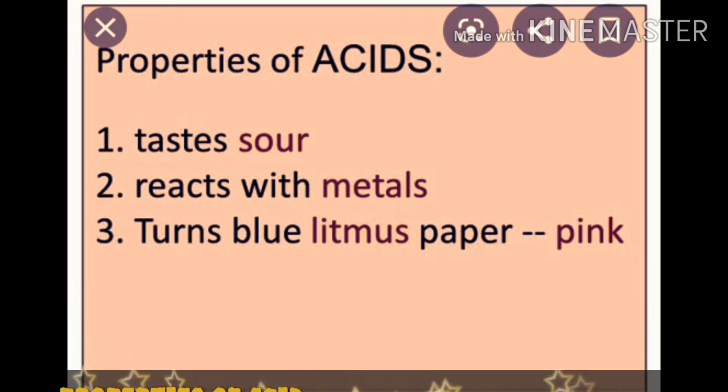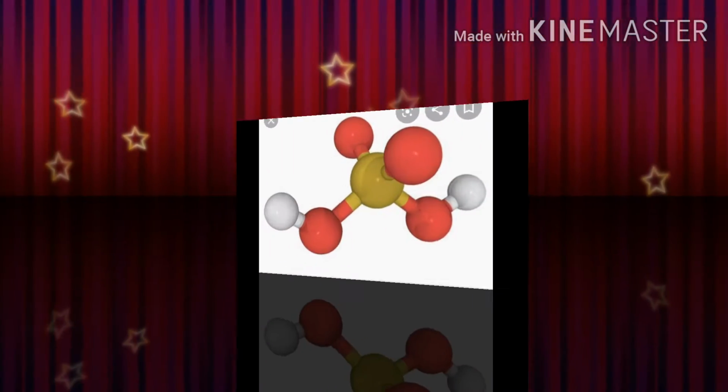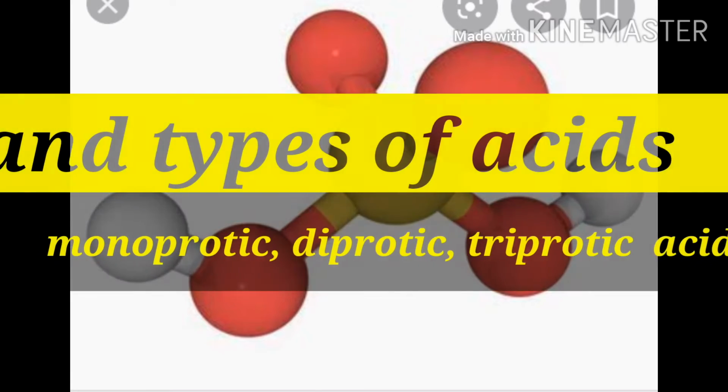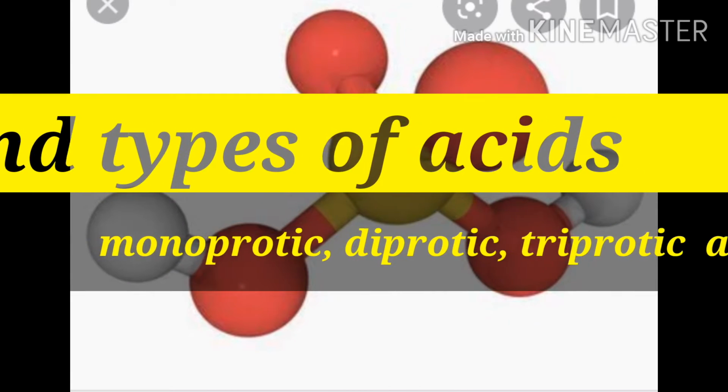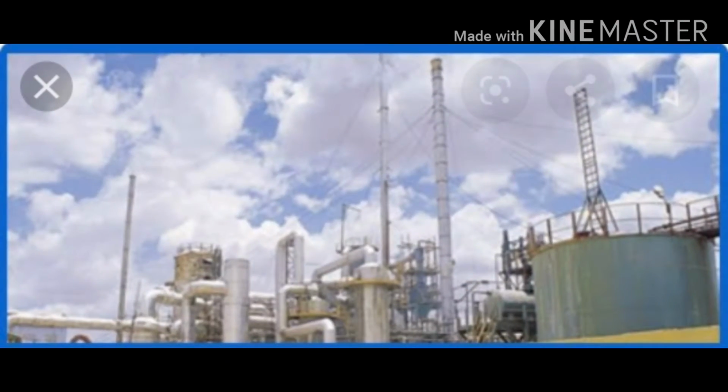Hi friends, today we will learn some properties of acids, basicity of an acid, and types of acids: monoprotic acids, diprotic acids, triprotic acids, and some industrial uses of some acids.